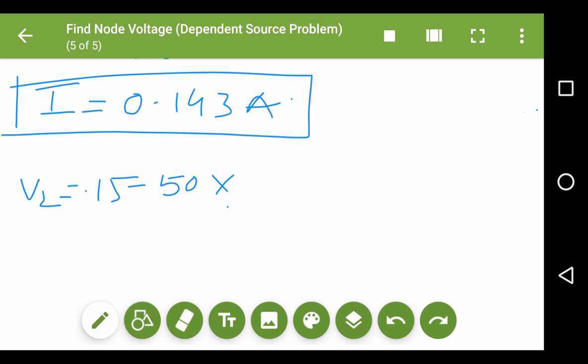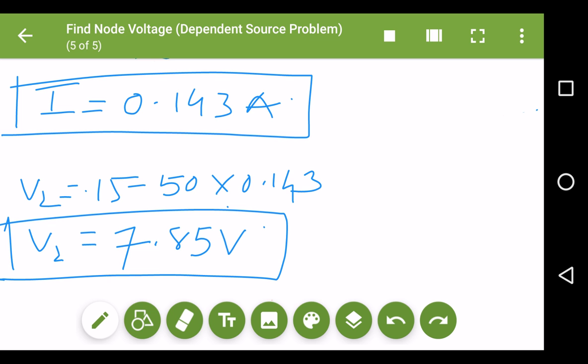So in equation 1, V2 is equal to 15 minus 50, I value is 0.143. That will give me the value of V2, which comes out to be, if you calculate it in your calculator, 15 minus 50 into 0.143 gives me 7.85 volts. So the voltage at V2 is 7.85 volts. Thank you for listening.